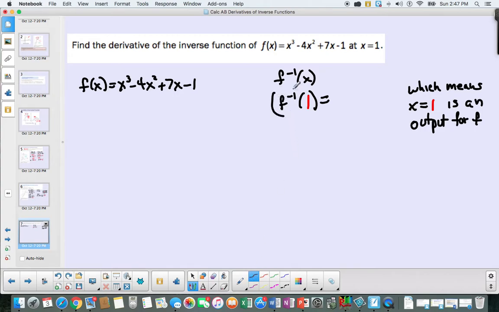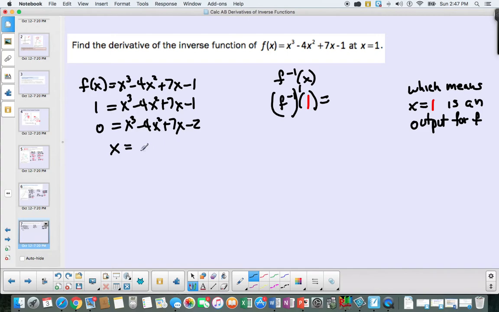I'm being asked to find the derivative at 1, which means 1 is an output. So I'm going to put 1 in here, and that's x cubed minus 4x squared plus 7x minus 1. 0 equals x cubed minus 4x squared plus 7x minus 2. Use whatever means you need on your calculator to figure out what x is, and I figured out it was 0.156, so it's not a nice number. And I know that I can figure out the derivative at that point.